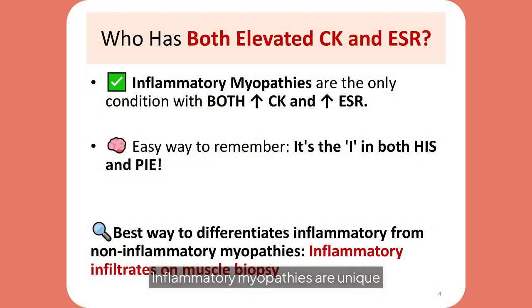Inflammatory myopathies are unique in having both elevated CK and ESR. Remember this with the I in both HIS and PIE mnemonics. This dual lab elevation is a key diagnostic clue, particularly when working through a differential of proximal muscle weakness. Note that differentiation from non-inflammatory myopathies is best achieved through muscle biopsy, revealing inflammatory infiltrates.